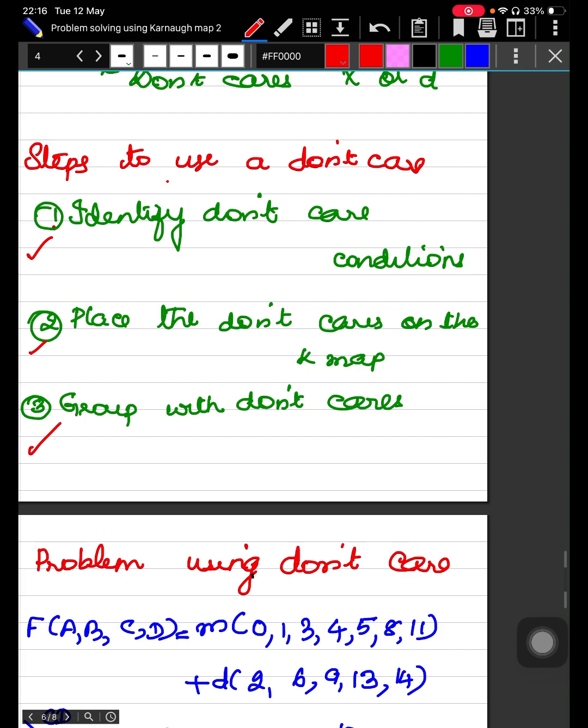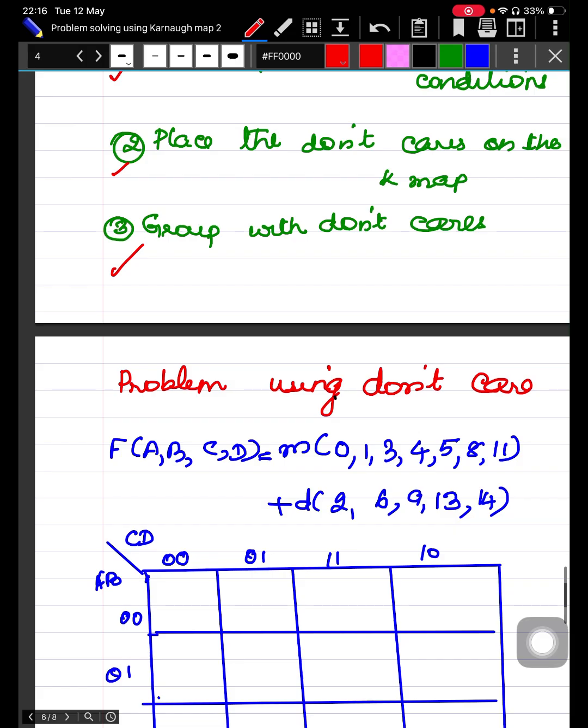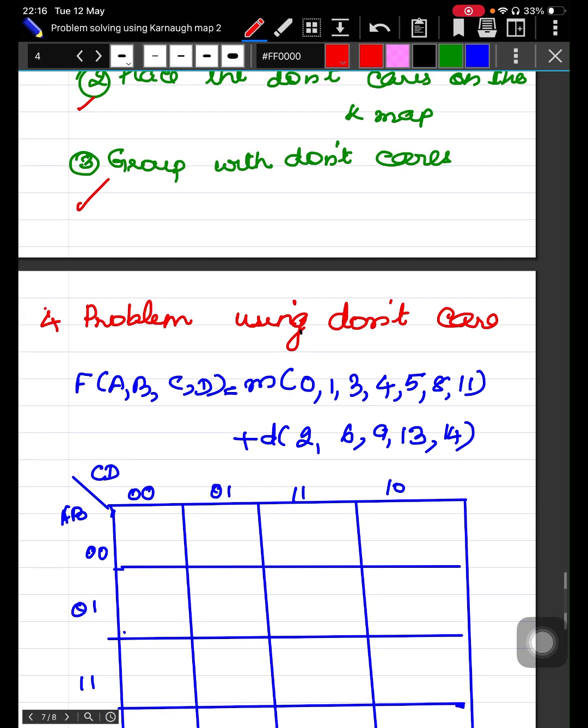So to make things easy, we'll do a problem using a don't care. So I think this is my problem number 4, right? Problem using don't care. F of A, B, C, D is the sum of minterms 0, 1, 3, 4, 5, 8, 11 plus don't cares 2, 6, 9, 13, 14. So first I'll plot the minterms. So this M is again what? Minterm, right? First I'll plot the minterms, right?